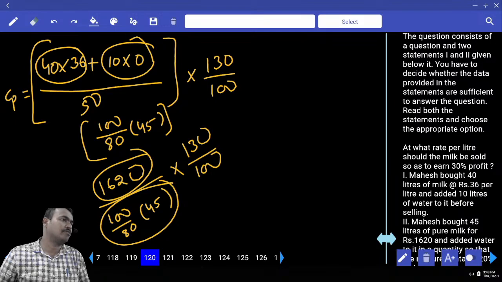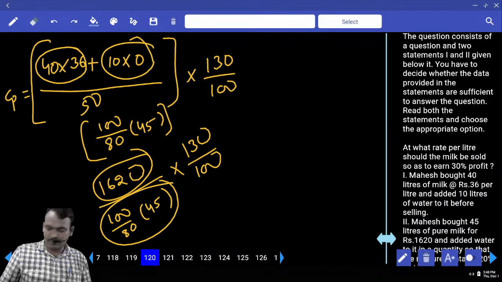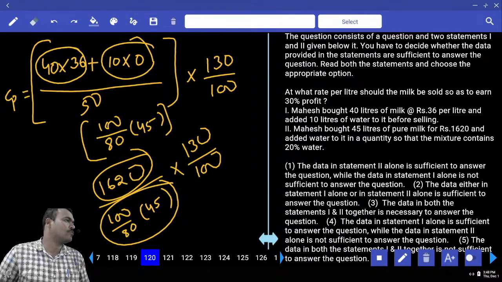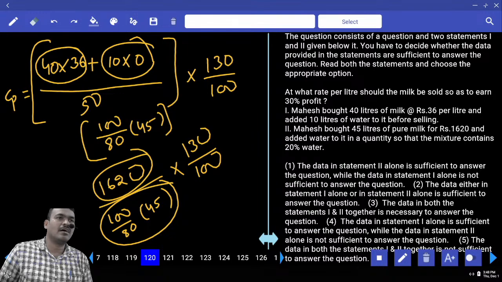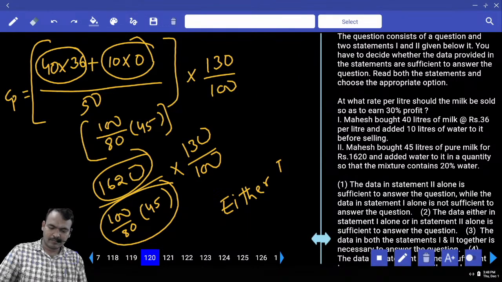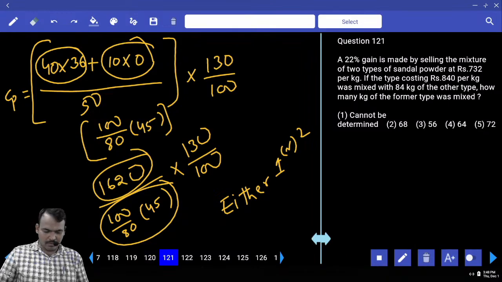Then is 2 alone also sufficient or not? Sufficient. 1 alone is sufficient, 2 alone is also sufficient. Then the answer is either 1 or 2. Next question number 120 is clear. Next, 121.